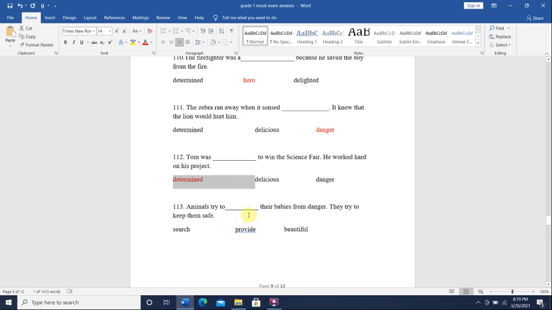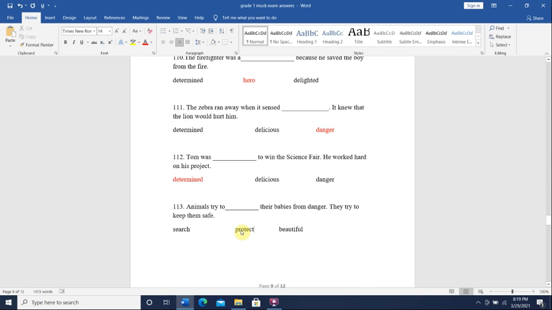Animals try to blank their babies from danger. They try to keep them safe. Search, provide, or beautiful. I'm sorry, the word is supposed to be protect. Okay, not provide. So they try to protect their babies from danger. The answer would be protect. I'm sorry, this is a mistake.